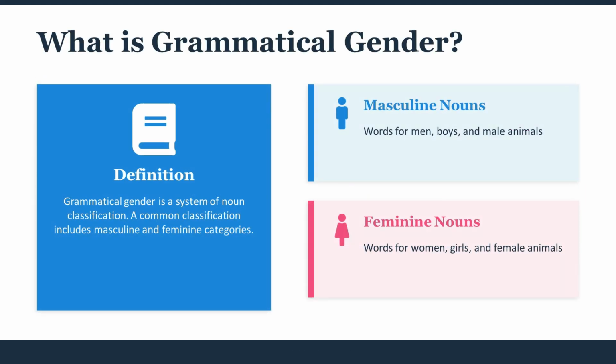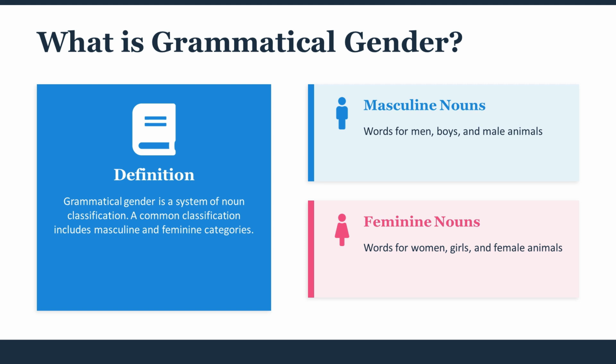So, what exactly is grammatical gender? Grammatical gender is a system used to classify nouns into different categories. In English, the most common classification divides nouns into masculine and feminine. Masculine nouns are words that refer to men, boys, and male animals. For example, words like father, brother, and king are masculine nouns. Feminine nouns, on the other hand, are words that refer to women, girls, and female animals. Words like mother, sister, and queen are feminine nouns.